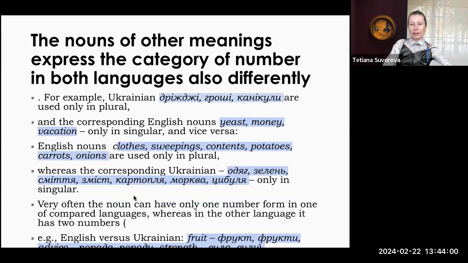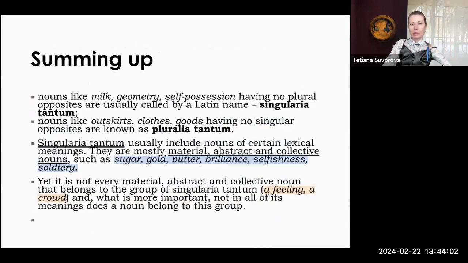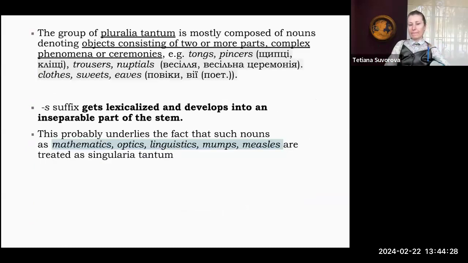Well, some more examples here. You can have a look already. And to sum up, in both languages, we have the category of number. In both languages, we have specific endings to express plurality and singularity. In both languages, we deal with singularia tantum and pluralia tantum. The words which are used only in singular or only in plural don't have the opposite forms.